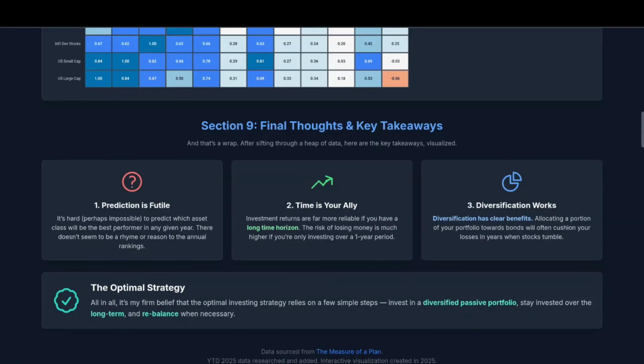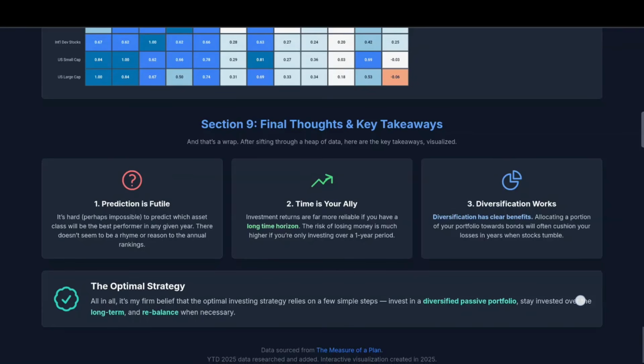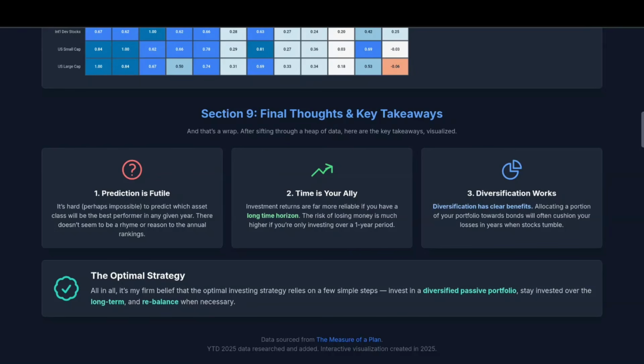Diversification works. Diversification has a clear benefit. Allocating a portion of your portfolio towards bonds will often cushion some of your losses in years when stocks tumble. The optimal strategy: all in all, it's my firm belief that the optimum investing strategy relies on a few simple steps. Invest in a diversified passive portfolio, stay invested over the long term, and rebalance when necessary.